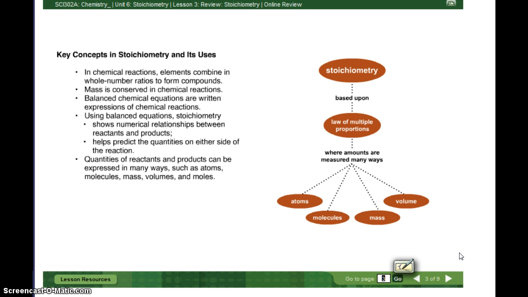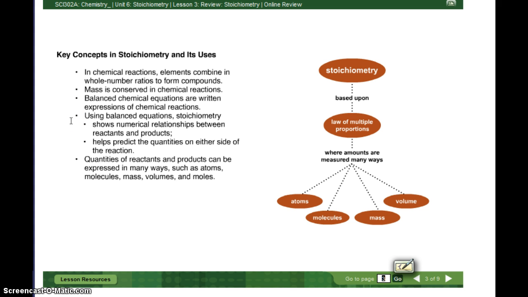Key concepts in stoichiometry and its uses. In chemical reactions, elements combine in whole number ratios to form compounds. Remember, you cannot have half of an atom. You have to have the entire atom. Mass is conserved in chemical reactions, meaning the amount you start with is the same as the amount you end with. Balanced chemical equations are written expressions of chemical reactions.